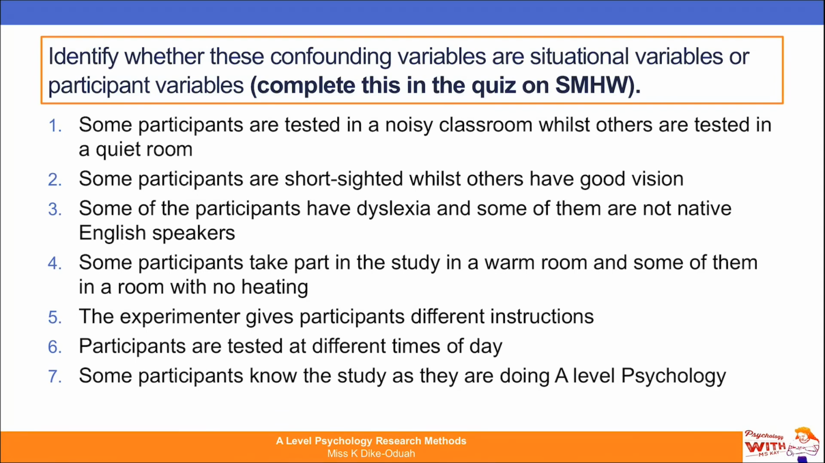And if you're not too sure, literally just rewind back and have a listen to my explanation about the differences between the situational variables and participant variables that we can categorize confounding variables and extraneous variables as. There's a lot of variables here, there's even more to come, but it will make sense. So have a go at doing that quiz, and there's literally only 7 statements on that.